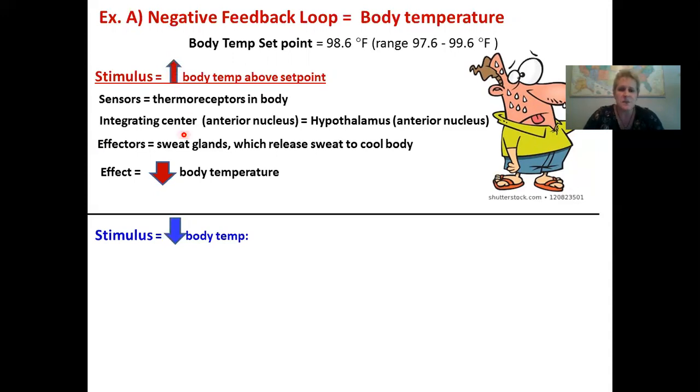At the end of the negative feedback pathway, the arrow is going in the opposite direction, and that's the key to knowing it's negative feedback.